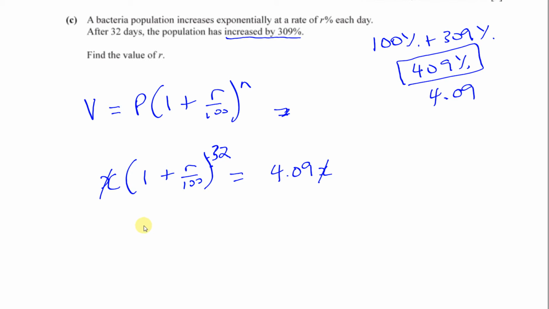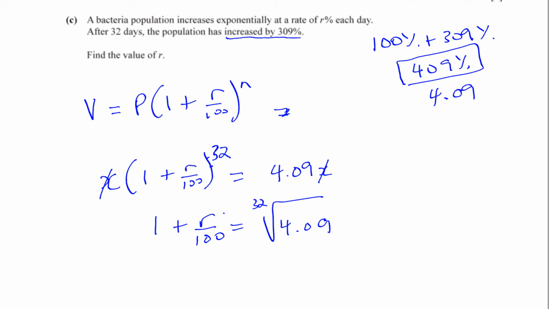So the first thing I've got to do is find the 32nd root of 4.09. Let me just write this without the brackets. I don't need the brackets once I've found the root. Just like if you had 1 plus R over 100 squared, you'd find the square root. If it was cubed, you'd find the cube root. To the power 4, you'd find the fourth root. This is the power 32. I want to get rid of that power because I want to find what R is. I have to release that from this bracket, so I have to take the root of whatever's over there. So that's the 32nd root of 4.09.